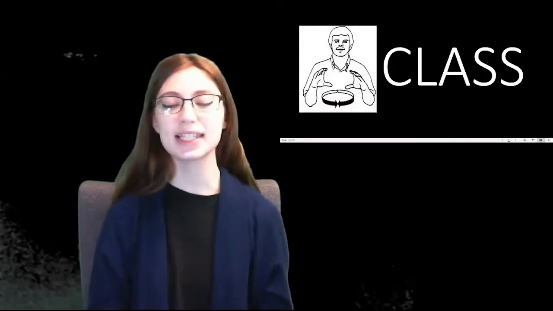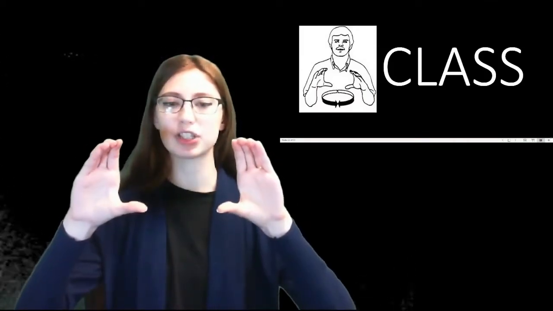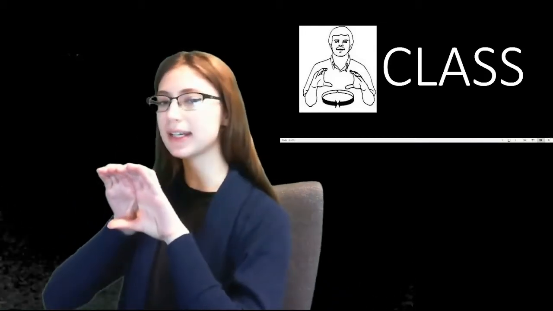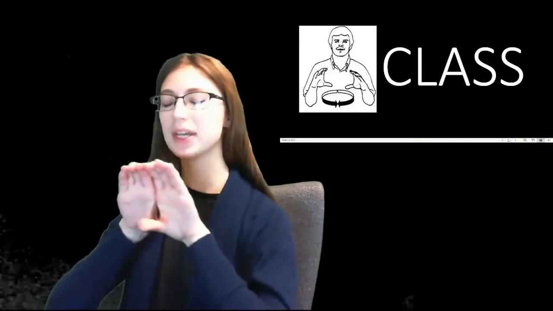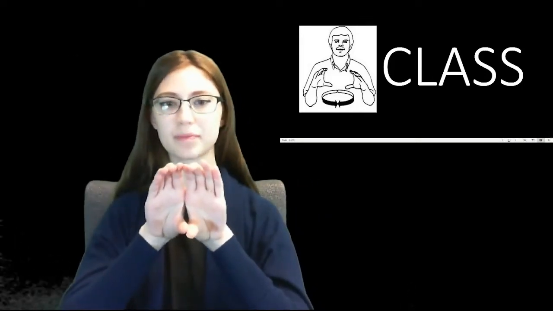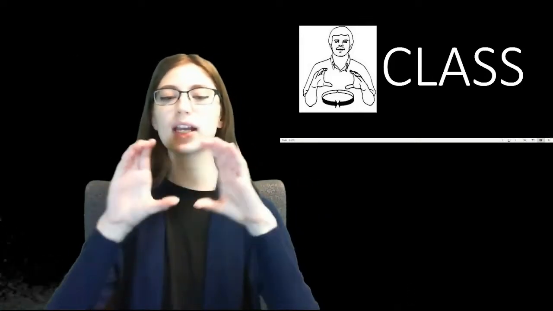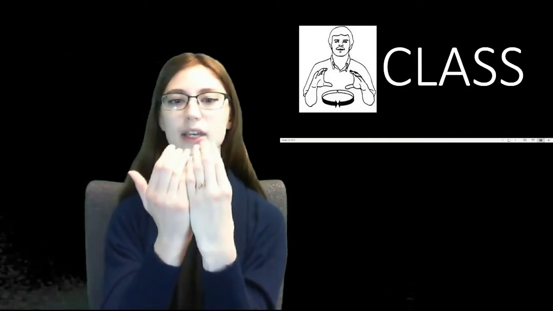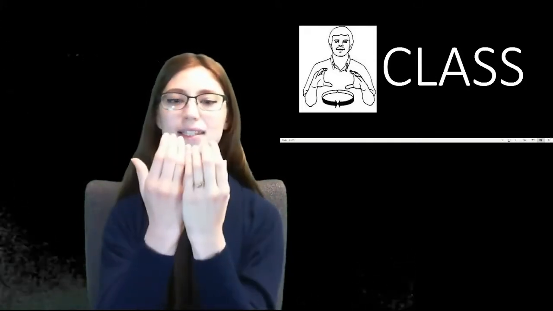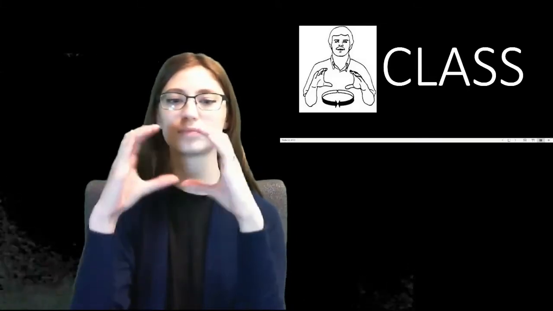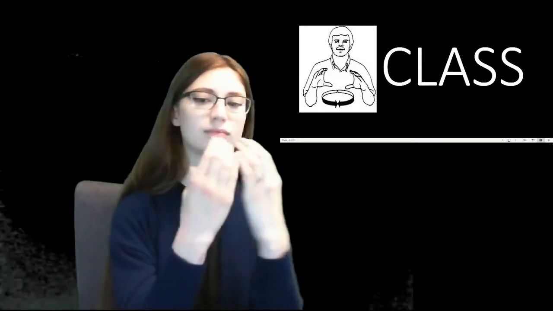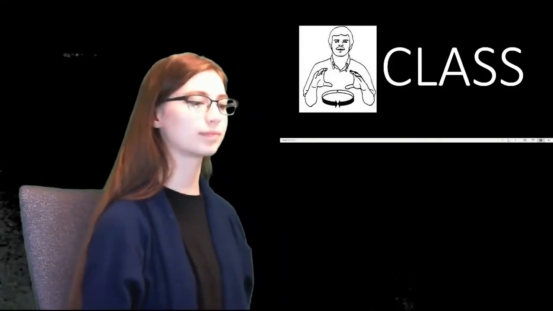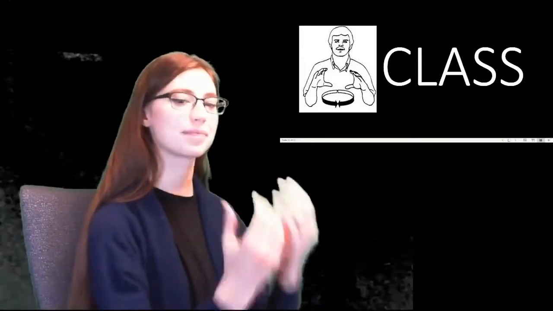Class. For class, you're going to do 2 C hand shapes. You're going to put them close to your body with your thumbs together and your palms facing out. You're going to bring them around in a circle so your pinkies are together and the palms are facing you. Class.